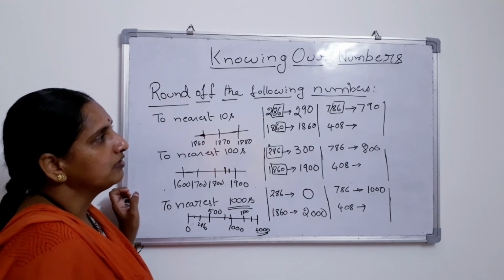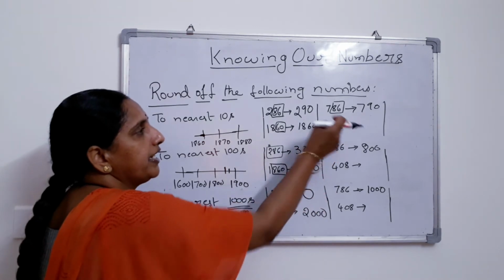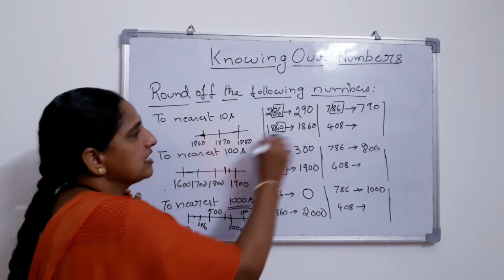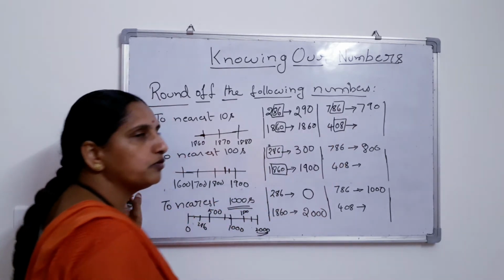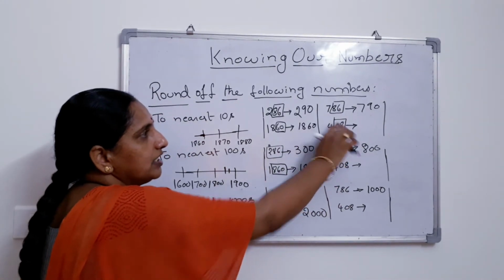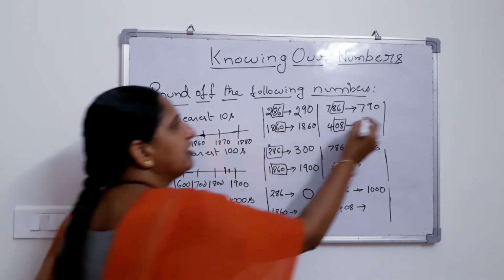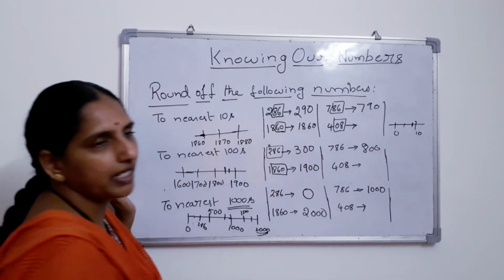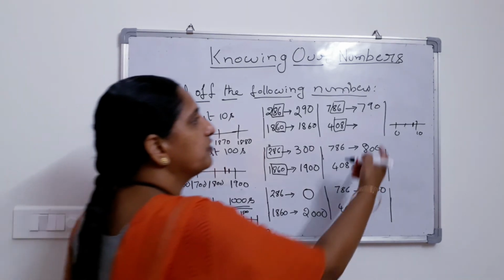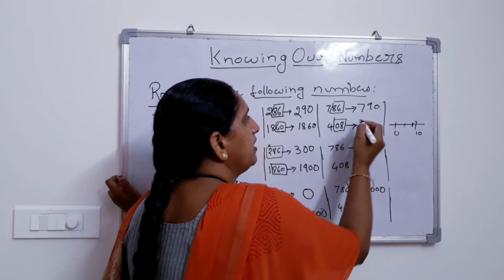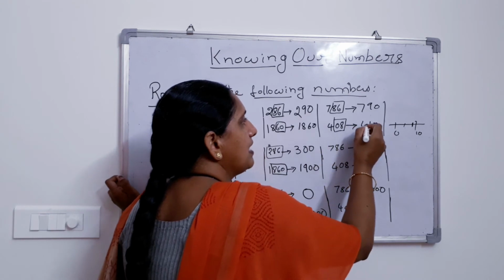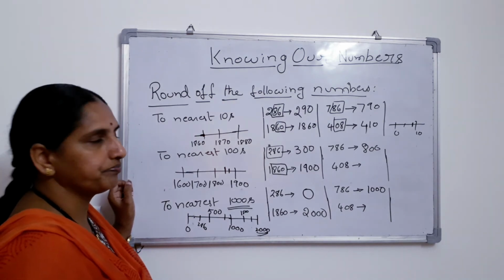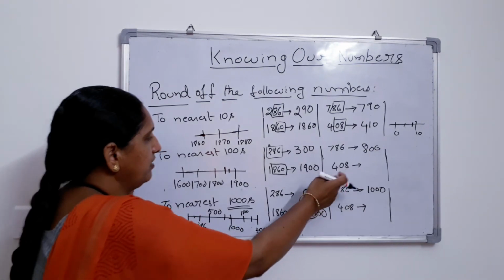Right, now next number 408. Okay, so 408, nearest tens. You have to take the tens place value and ones place value together. Here tens place value is 0 and this is 8. That means where does it lie? It lies between 0 and 10, and it is very near to 10, greater than 5. So therefore it will approach 10. So that means 0 and 8 will become 10, and hundreds place as it is. 410.